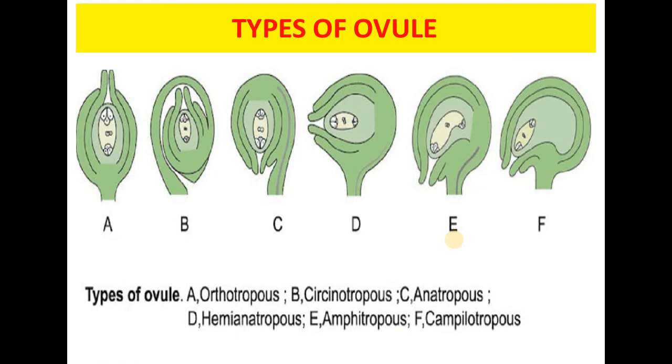First of all, in this diagram, you can see there are 6 types of ovule. One by one we will discuss them. First type is orthotropous, and the second type is cercinotropous. Third type is anatropous ovule. Fourth one, type D, is hemianatropous ovule, also known as hemitropous ovule. Type E is amphitropous ovule, and type F is campylotropous ovule. All these types of ovules we will study one by one.